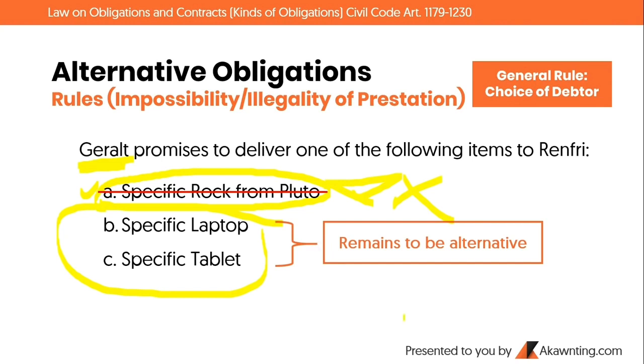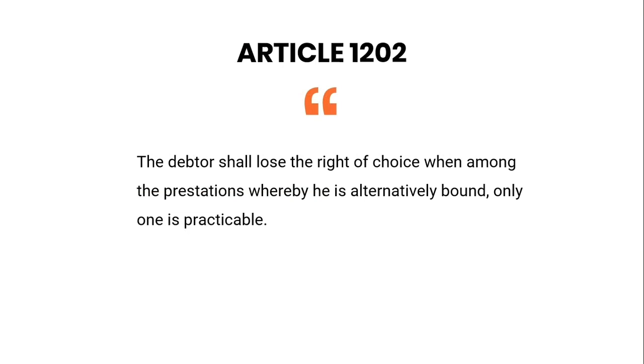Okay, so it remains to be alternative. So far, guys, wala na yung Article 1199 to 1201, illustrate naman na natin. So, let's move on to the next article. 1202. Under 1202, the debtor shall lose the right of choice when among the prestations whereby he is alternatively bound, only one is practicable.